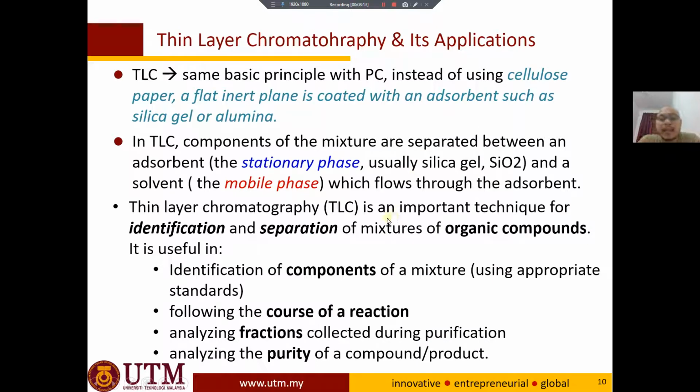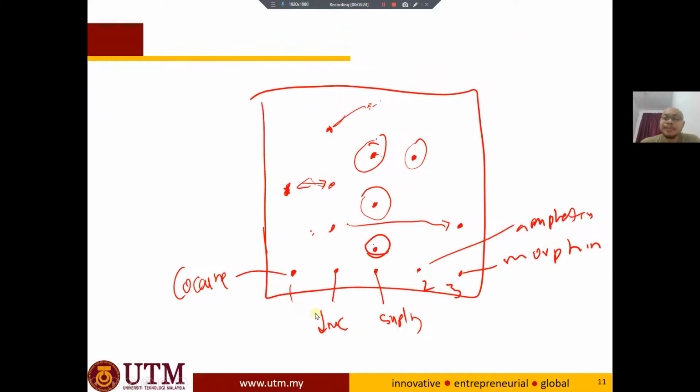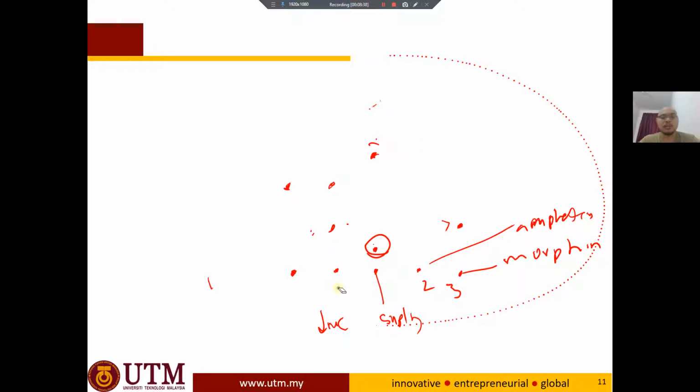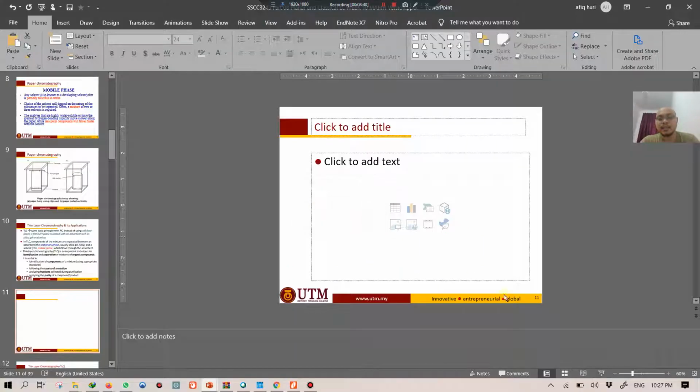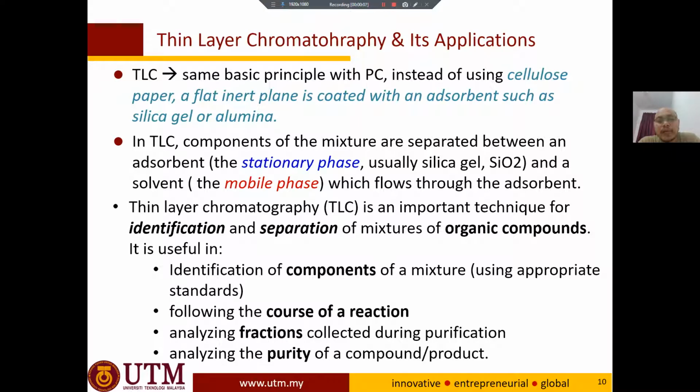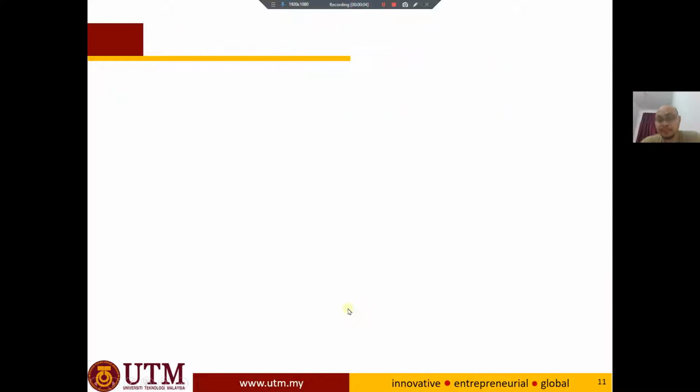Okay, let's look at the second application. We want to follow the course of a reaction, to know if the reaction is complete or not. Maybe I can just discard this. Okay, this is better. So let's look back at the second, the course of reaction.